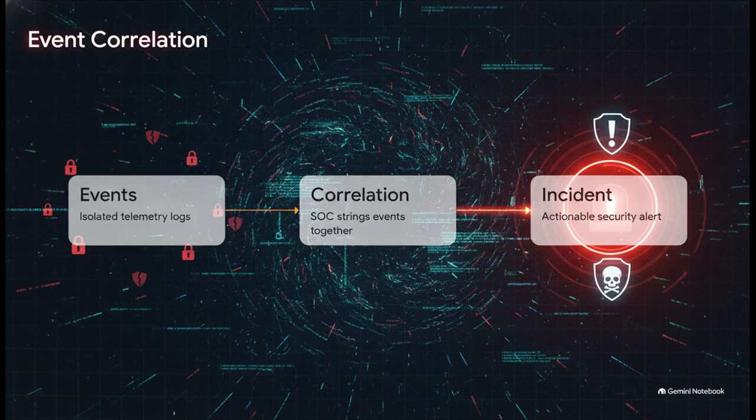But here's the rub. An isolated event, like just a single failed login, looks completely harmless on its own, right? But a good security operation doesn't investigate events individually. Using a SIEM, a security information and event management tool, like Microsoft Sentinel, defenders correlate these events. So, failed auth plus privileged logon plus suspicious process plus lateral movement. Suddenly, those isolated events are strung together into a highly actionable, screaming security incident alert.